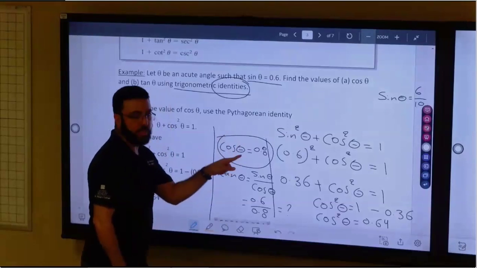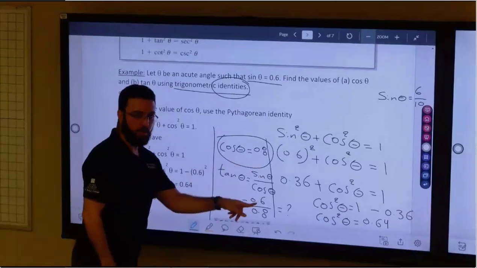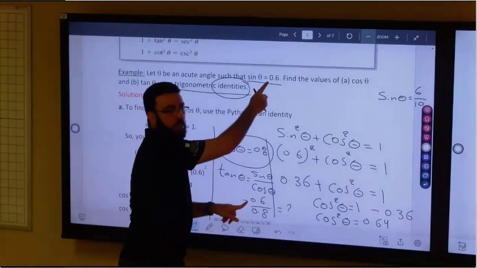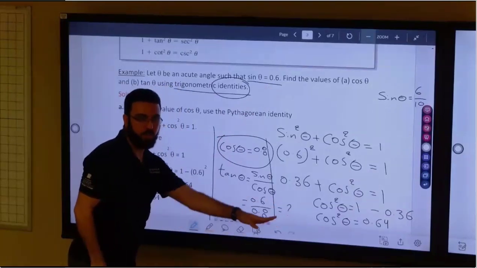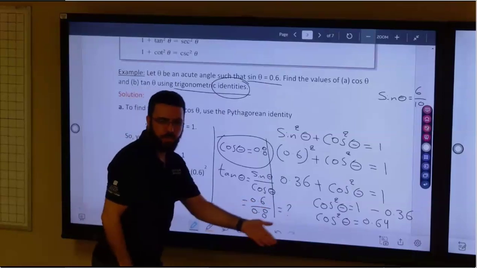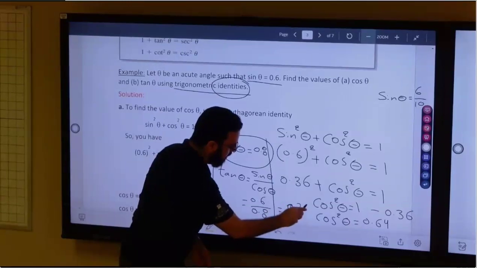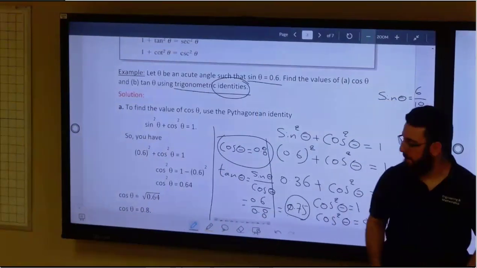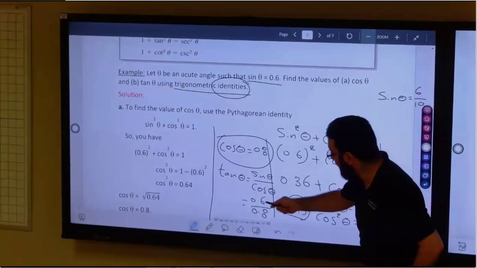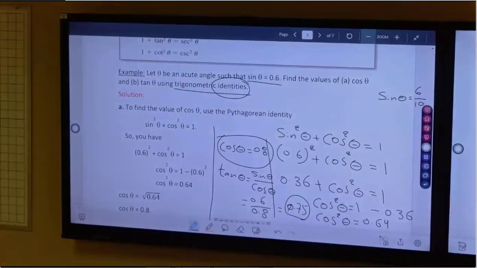Okay, so this is the cosine. Now I need to find the tangent, which is sine over cosine. Sine is 0.6, cosine is 0.8. Just divide these two numbers, you get 0.75. They're both already decimal points, so divide 6 by 8, which is actually 3 divided by 4.